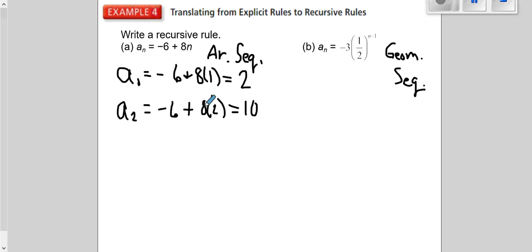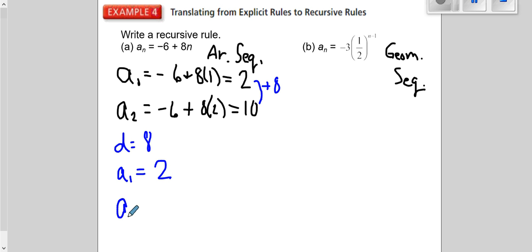So notice this number here, the 8, we are getting 8 more each time. We are adding 8. So that's our d, that's our common difference. Our common difference is 8. We know a sub 1 is 2.